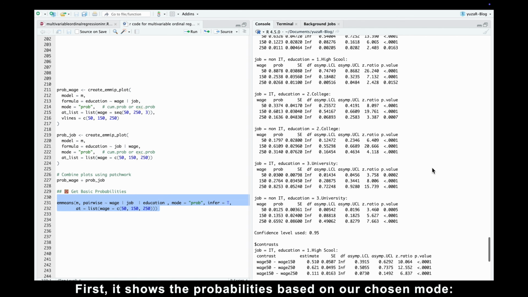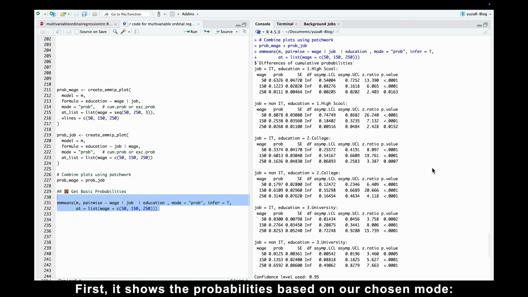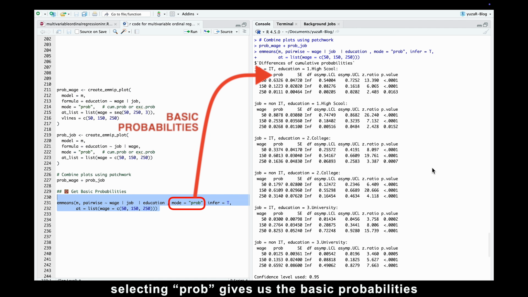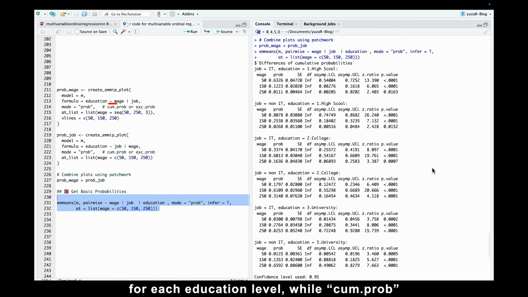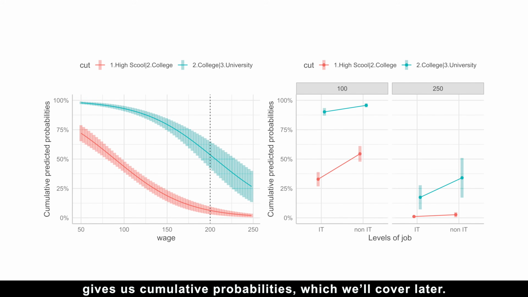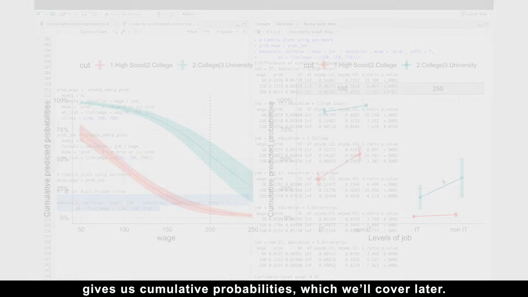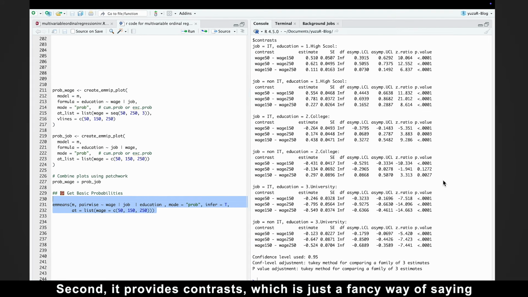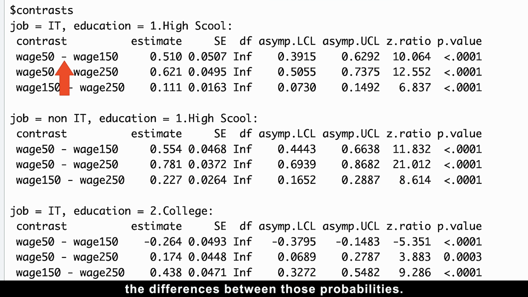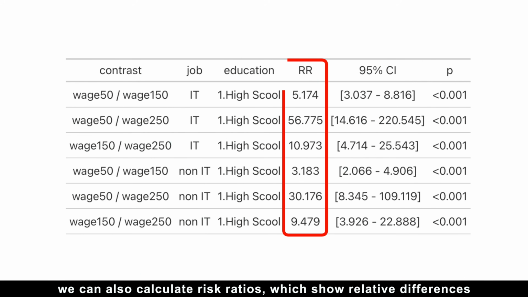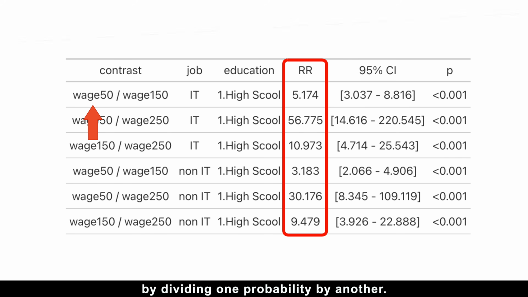First, it shows the probabilities based on our chosen mode. Selecting prob gives us the basic probabilities for each education level, while cum-prob gives us cumulative probabilities, which we'll cover later. Second, it provides contrasts, which is just a fancy way of saying the differences between those probabilities. By default, it calculates absolute risk differences by subtracting one probability from another. However, we can also calculate risk ratios, which show relative differences by dividing one probability by another.